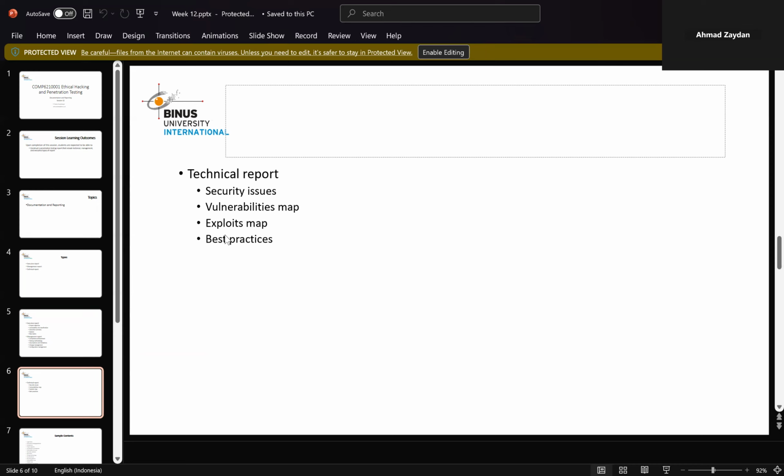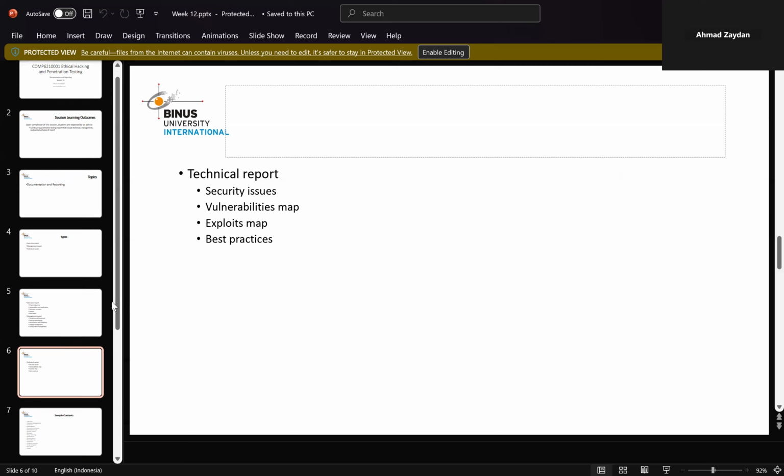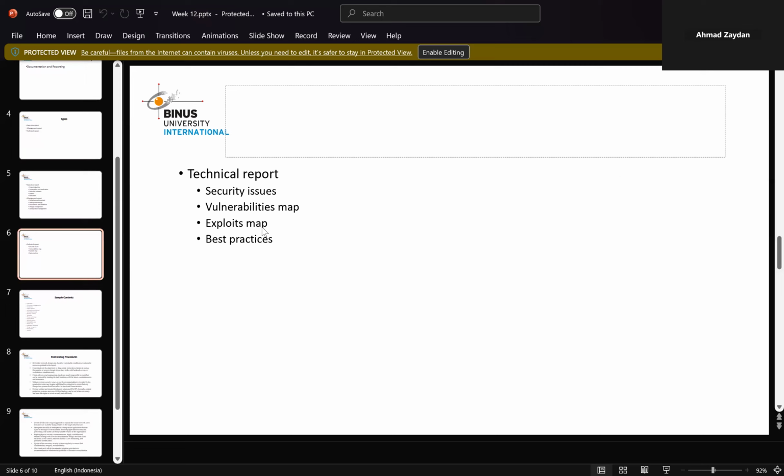Now, lastly, there's the technical report. So again, as the name suggests, it's more technical. It contains information such as security issues, vulnerability maps, exploit maps, and best practices. So this is more into the what it is, what's the problem with it, instead of the process, I guess you can say it like that. Because you map the vulnerabilities, but you also map the exploits as well, and the practices used for this.